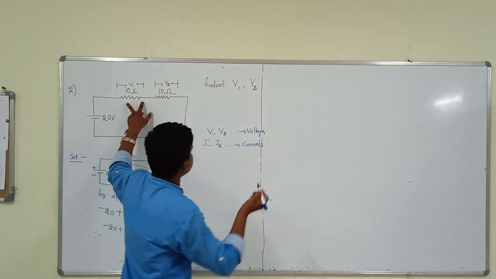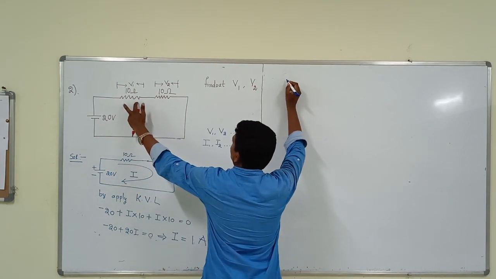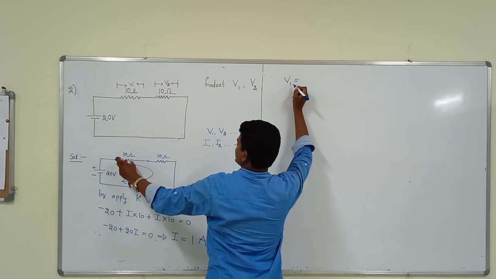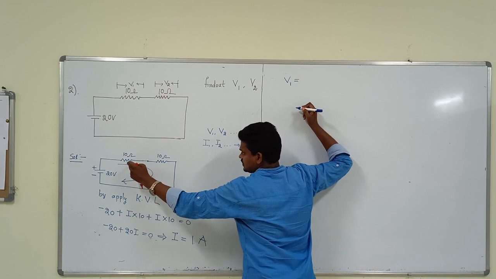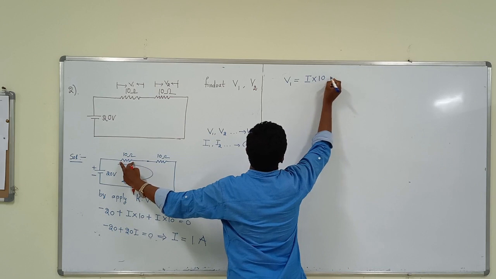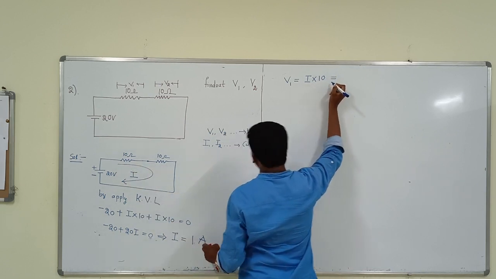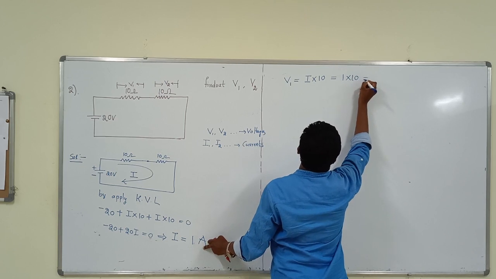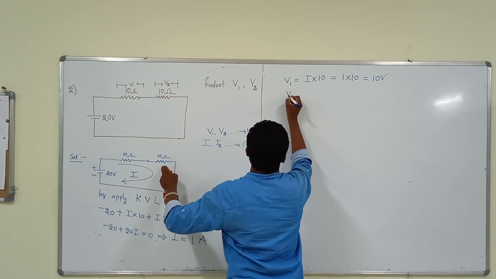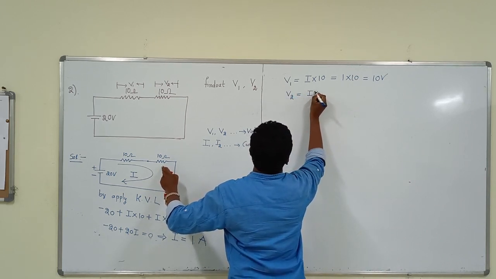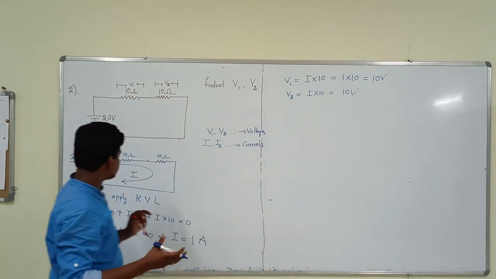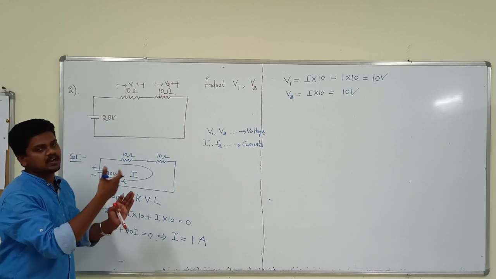Now you will find out simply the voltage across this. V1 equals the current flowing through it, I, into the resistor. In order to find the voltage V1, the current flowing through the 10 ohms resistor is already found to be 1 ampere, and 10. What is the voltage? 10 volts. Understand? Next, the same thing, V2 is also I into 10, that is directly 10 volts. Simply applying KVL, directly we will find it out.